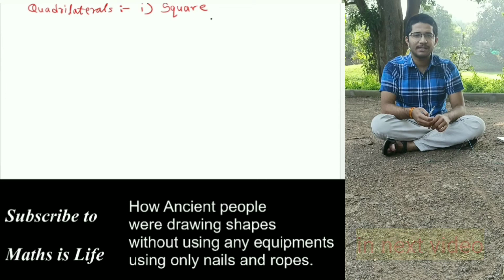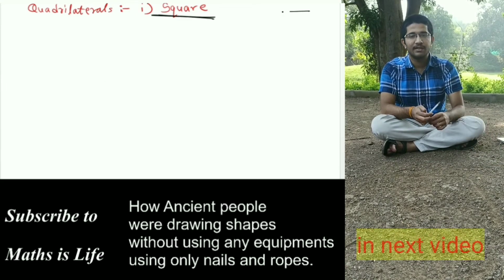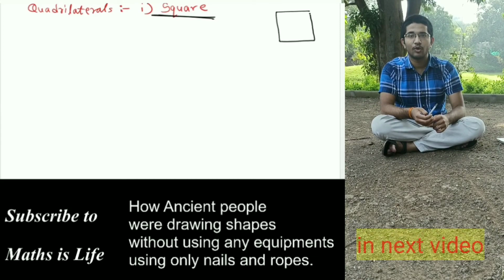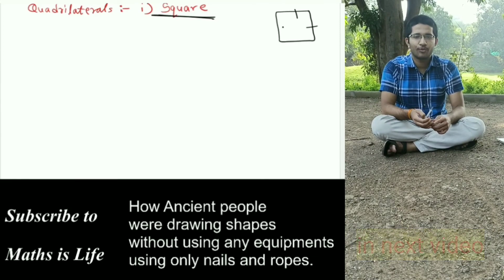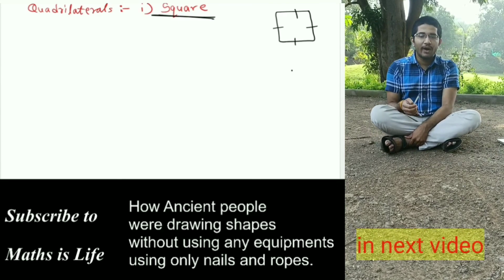Let's start with the very basic figure of a quadrilateral, that is a square. To draw a square is really difficult for someone, but not for us, because we know the method and we know the reason why we are doing this.